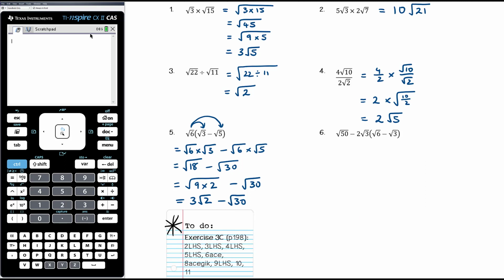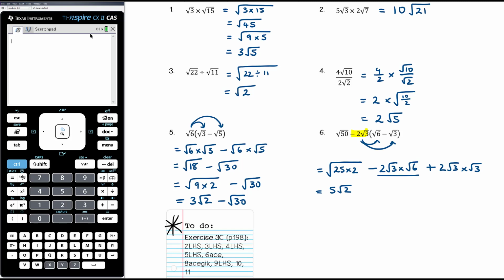Okay, and example 6, again we've got a bracket to expand out. Now be careful about the fact that you've got negative 2 root 3 here when you expand. So this is going to be, that root 50 is just going to sit out the front there, but root 50 is not in simplest form, so let's simplify that. 50 is 25 times 2, I'll come back to that. Then we're going to have negative 2 root 3 times root 6, so it's minus 2 root 3 times root 6, and negative 2 root 3 times negative root 3, so it's going to be positive, so plus 2 root 3 times root 3. Okay, so let's see where we're at. Root 50 is root 25 times 2, which means it is 5 root 2 in simplest form.